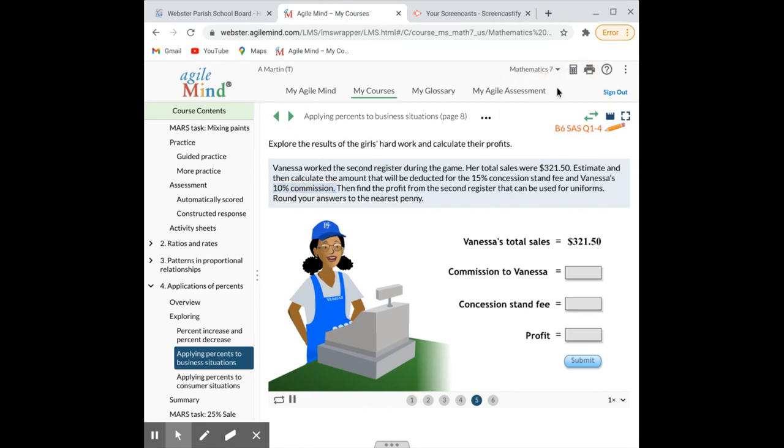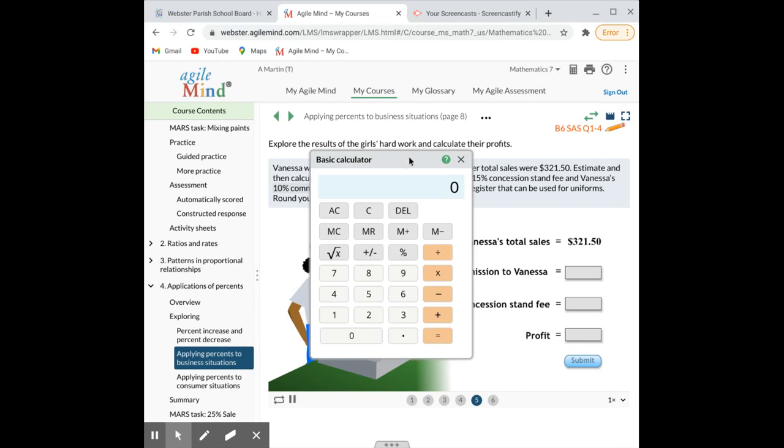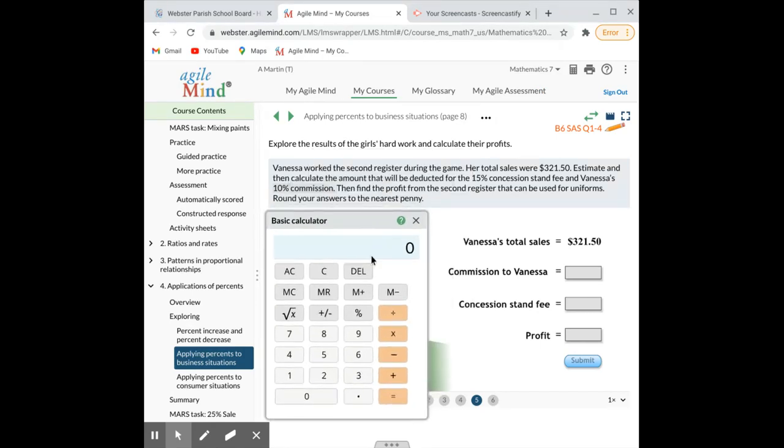Okay, now I actually understand a little bit better. All right, good. That's great. So we're going to take what, Levi? What are we doing? We're taking $321.50 and multiplying it by 10%. Correct. So 321.50 times 10%. Does that look right, Levi? Yes, sir. That's what I got.